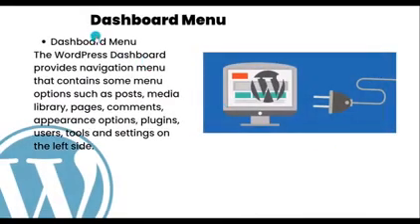So now, what's the dashboard? The first interface you see when you log into your WordPress is the WordPress dashboard. So you see menus. What are the menus? The WordPress dashboard provides a navigation menu that contains menu options such as posts, media library, pages, comments, appearance, plugins, users, tools, and settings on the left side. In the next section of this video, I will explain fully. I will show you the dashboard menu.